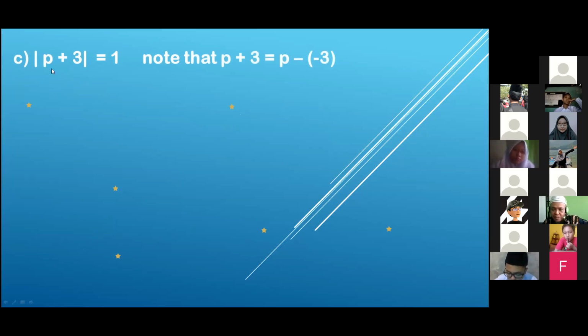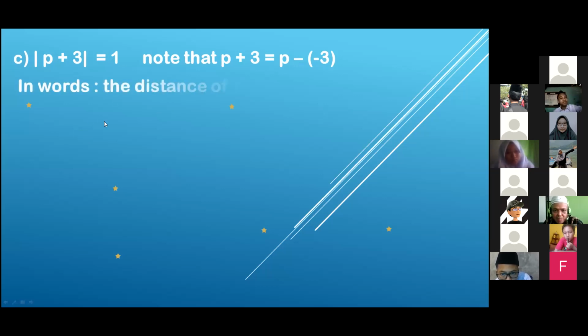What is the interpretation of the absolute value equation: the absolute value of p plus 3 equals 1? Please tell me the interpretation by using the concept of distance. The distance of p to negative 3 is 1. Okay.